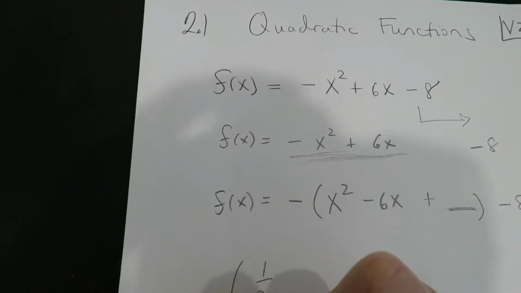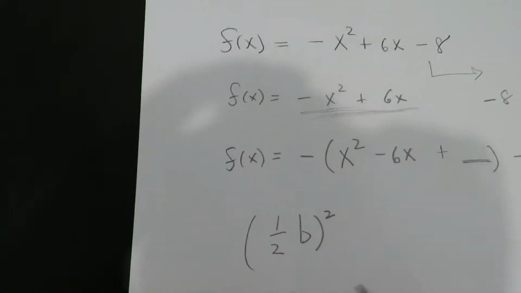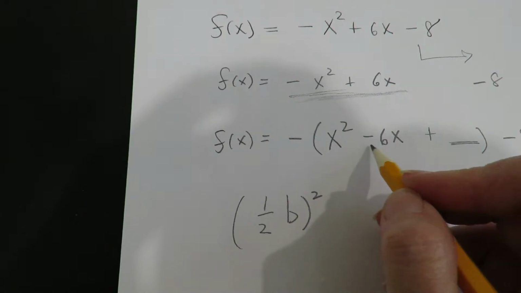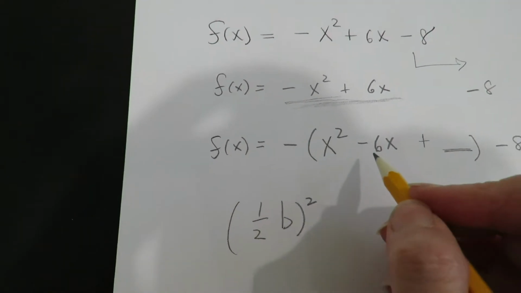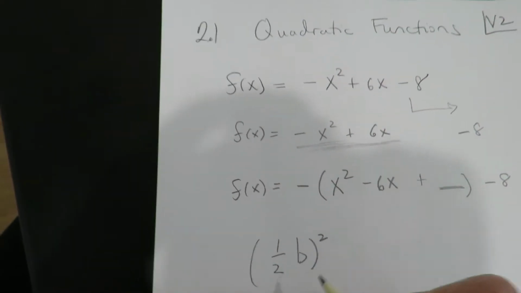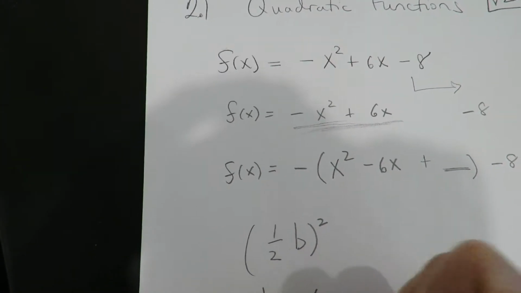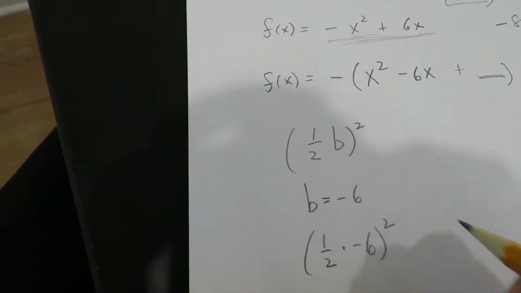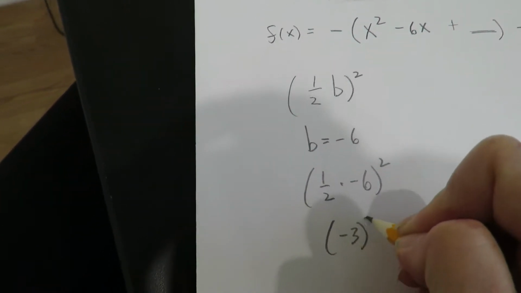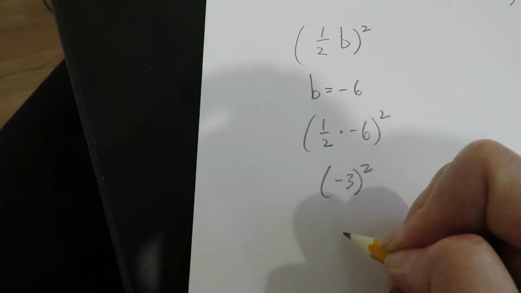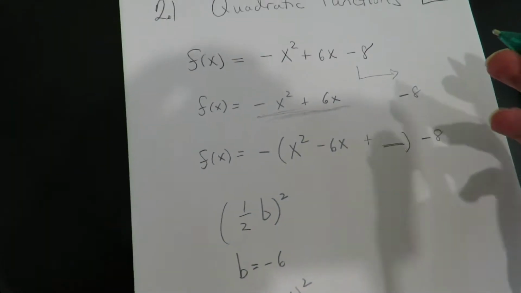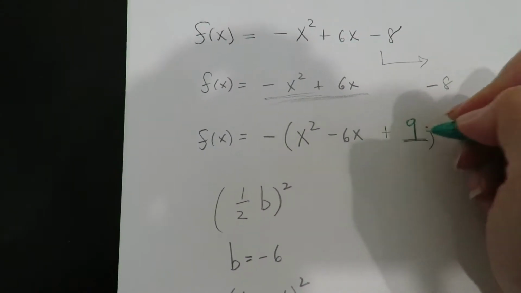So how you calculate it, again, you use the completing the square formula, which is (1/2 b) squared. The b value is in front of the linear term. You don't have to include what's out here. It's just what's right here. So it's a -6. B in this case is a -6. Half of -6 is -3. -3 squared is 9. So that means that I need to add a 9 here.